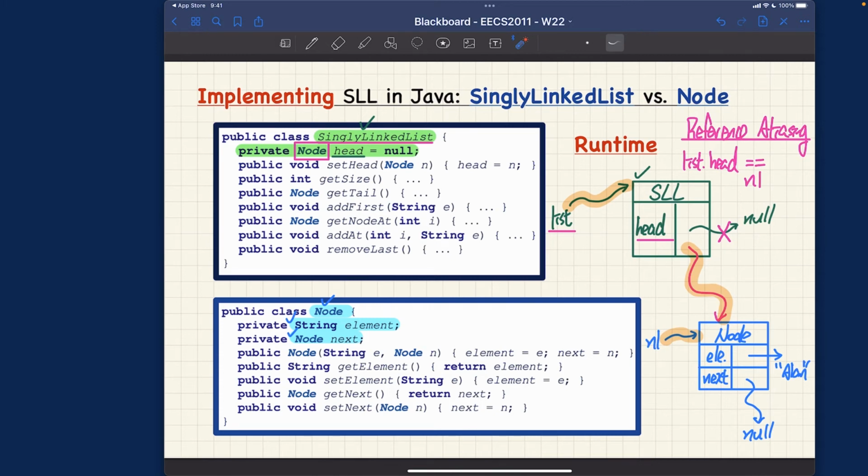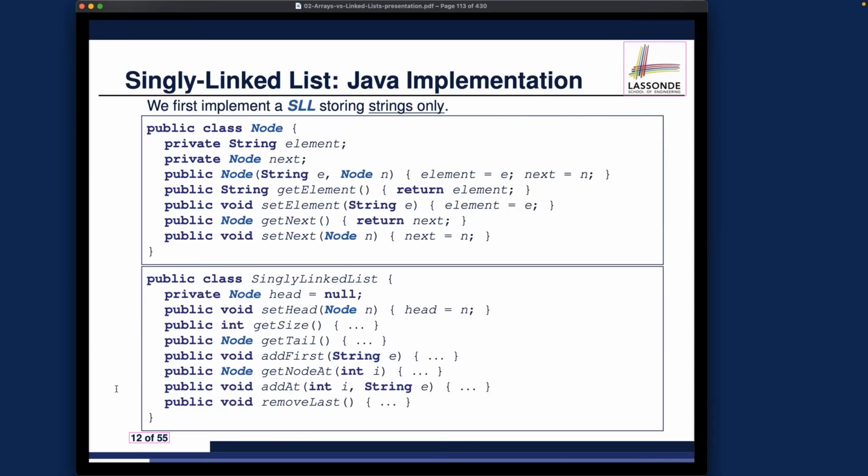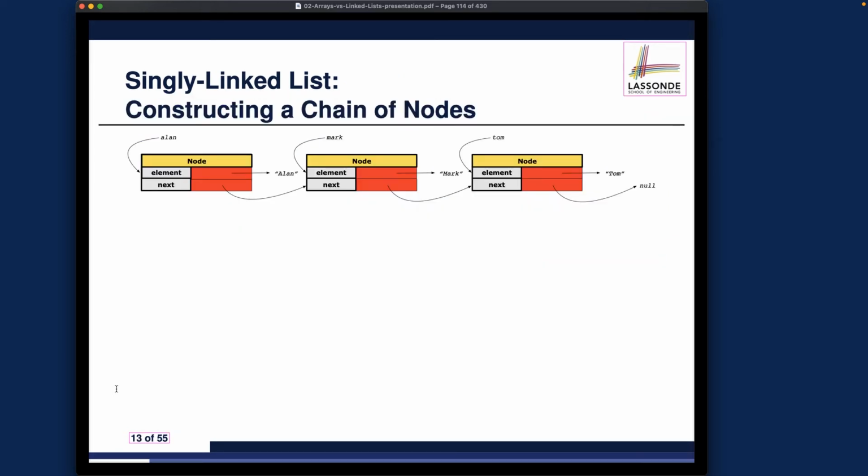All right, let's now go back to the slides. These are the two classes we just went over, and we're going to see how we can build a chain of nodes like this. Let's assume that every element is a string, storing names of persons. Let's say we want to set up Alan, Mark, and also Tom. That will be the chain of nodes we would eventually like to build.